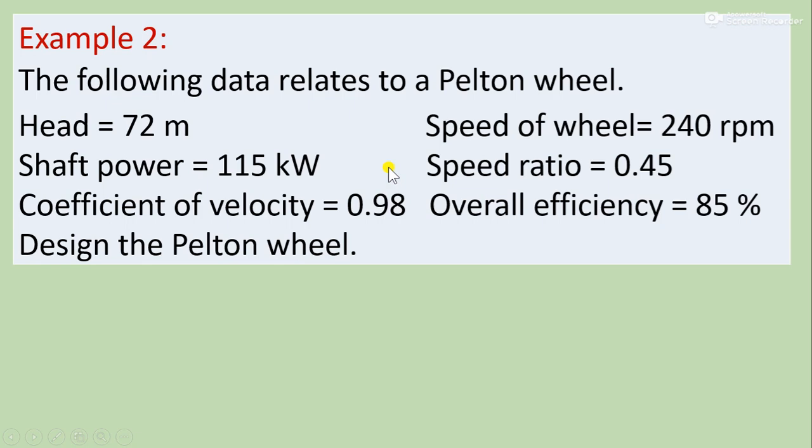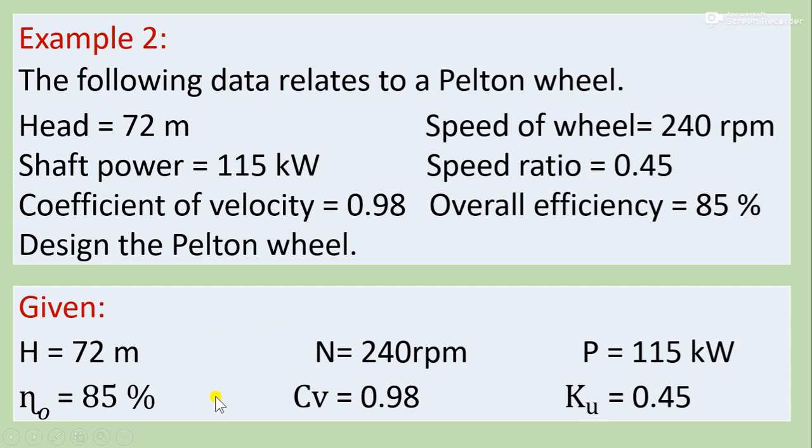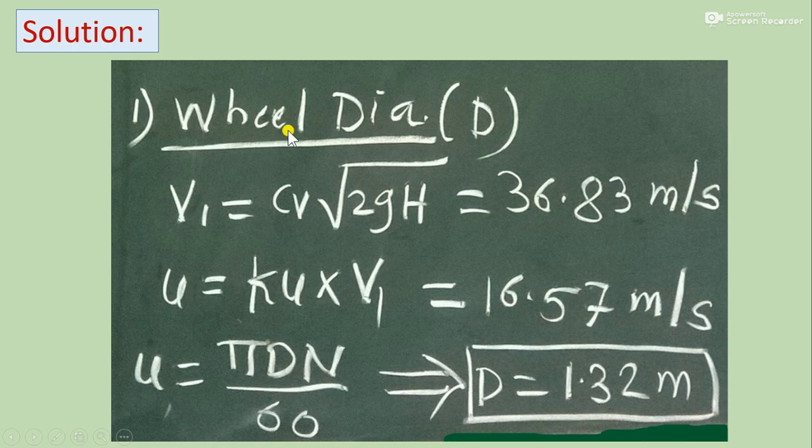Now we will see the second example. In this, a Pelton wheel is to be designed for the head, speed of wheel, shaft power, speed ratio, coefficient of velocity and overall efficiency. These are given, so enlist these values. First of all, we will find the wheel diameter. For that, we will start with V1 is equal to CV into square root of 2gh. CV and H are known, so putting in the formula, we get V1.